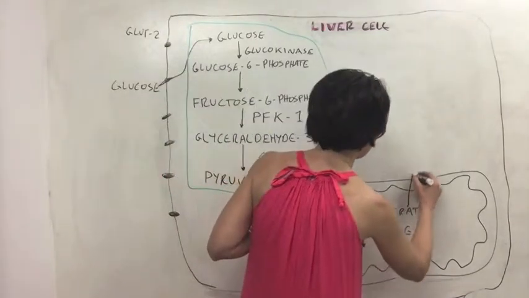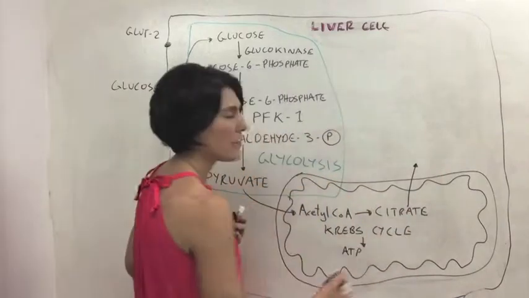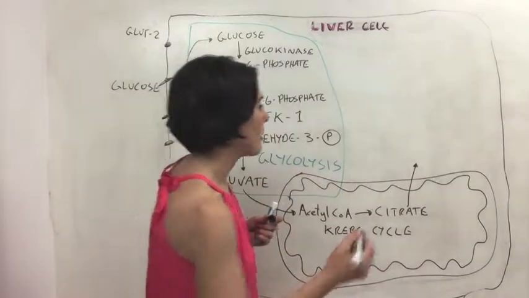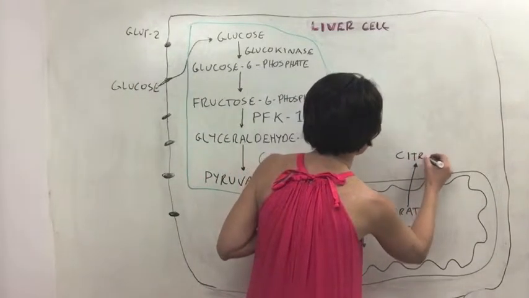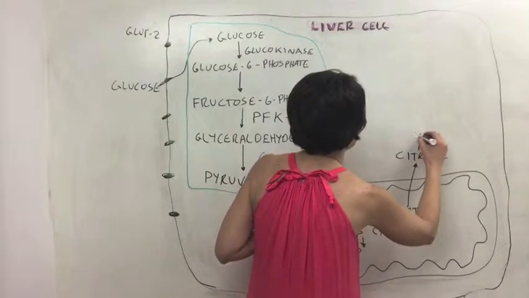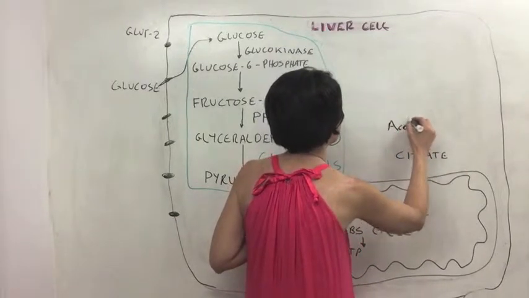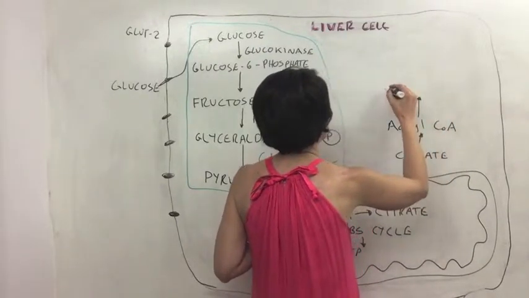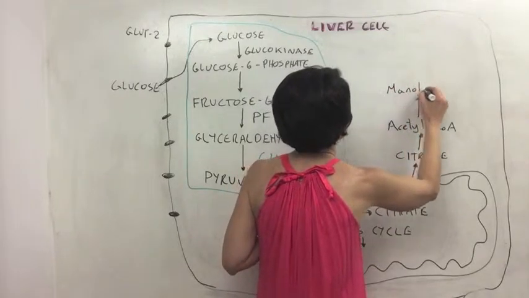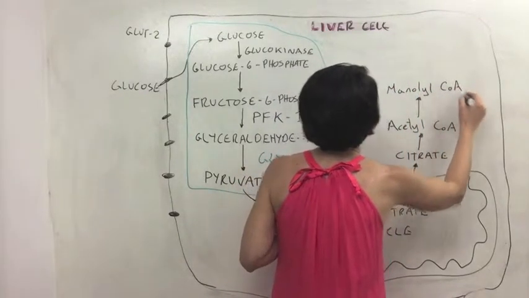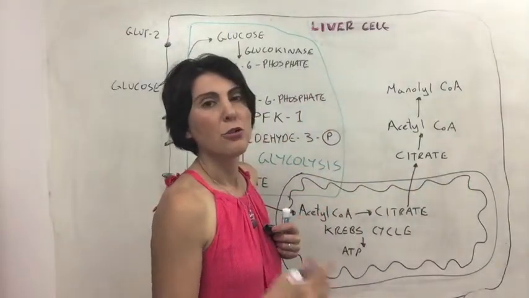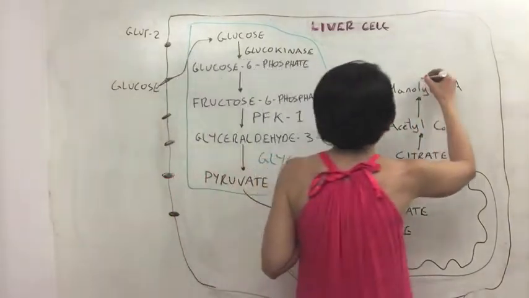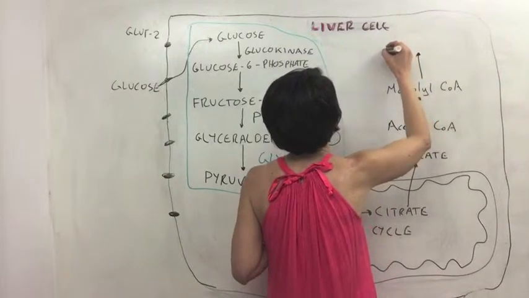Citrate can then move out if it's not used in the Krebs cycle. It can be transported out of the mitochondria, be converted to acetyl-CoA, then converted to malonyl-CoA, which can then be utilized to generate triglycerides or fatty acid synthesis. So we'll do lipogenesis.